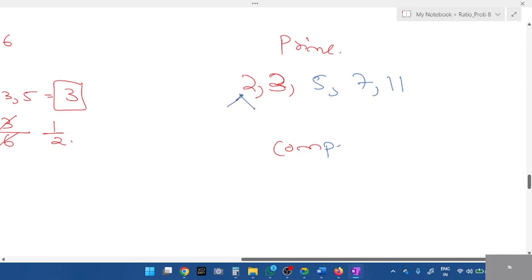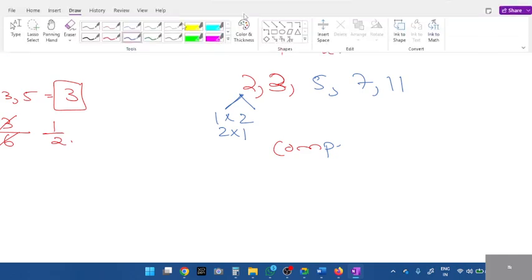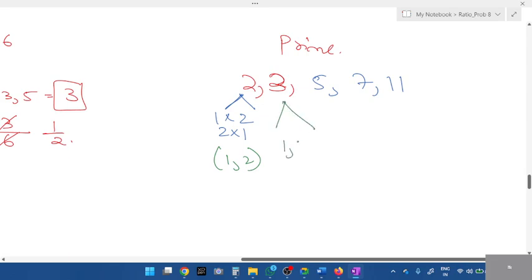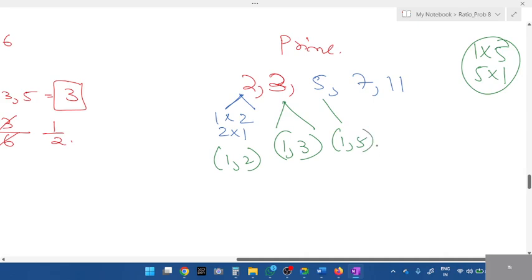See, prime numbers. What are the different ways we get 2, students? 1 into 2 and 2 into 1. So what are the different numbers? All of you respond. For 2, we have 1 comma 2. And for 3, it is just 1 comma 3, right? What about 5? Tell me the factors of 5. How do you get 5, students? 1 into 5 and 5 into 1. Total, what are the numbers? For 5, 1 comma 5. For 7, just 1 comma 7.